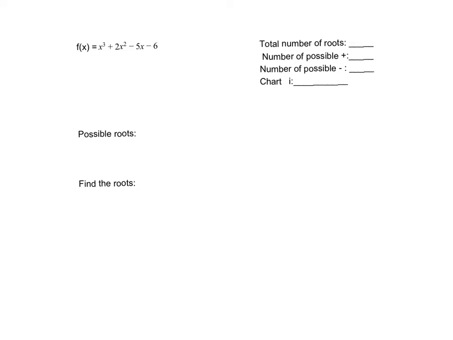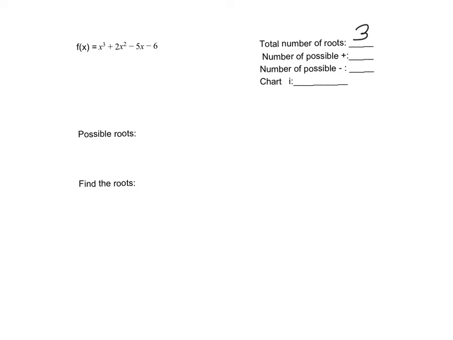So to start with, we're going to figure out how many total roots we can expect, and that is based on the leading exponent, or in this case, the actually highest exponent, which is a 3. So I should expect 3 roots. I can't have more than 3, I could have less.